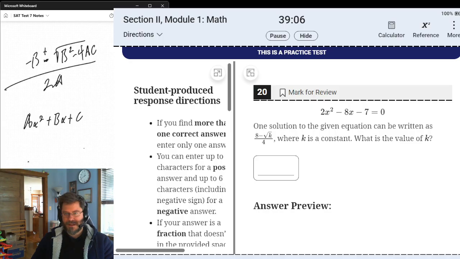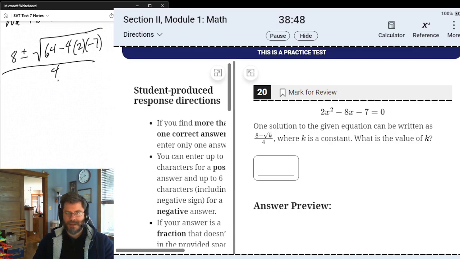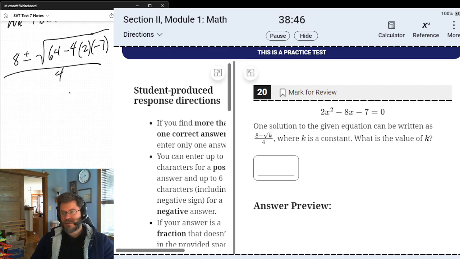So b is -8, so the opposite of -8 is 8, plus and minus, square root, 8 squared is 64, minus 4 times a is 2, c is -7, all over 2a, which is 4. 2 times 2 is 4. And so we just simplify this. Notice they just care about the k value. That's the discriminant here. If I was smart about it, I would just focus on the discriminant.